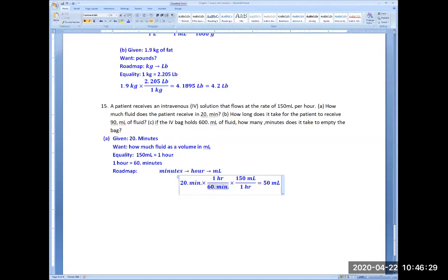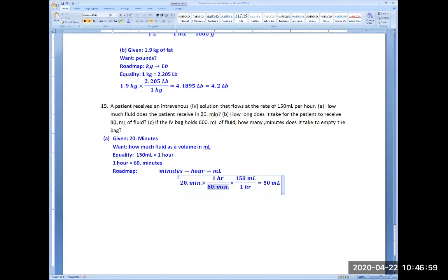And in 150 like this, there is only 2 sig figs because the 0 is not significant. And our given amount of 20 minutes, because of the dot, the 0 is significant. And so that's also 2 sig figs. So we have 2 sig figs, both for 20 minutes and 150 milliliters. So we need to keep 2 sig figs at the end. And right now, how many sig figs do I have in 50 milliliters?